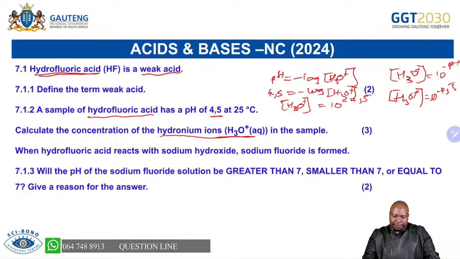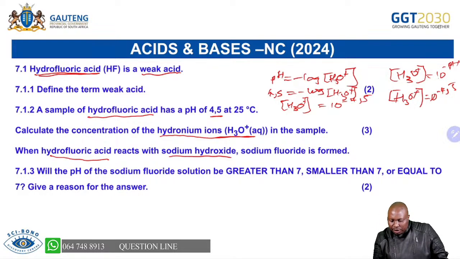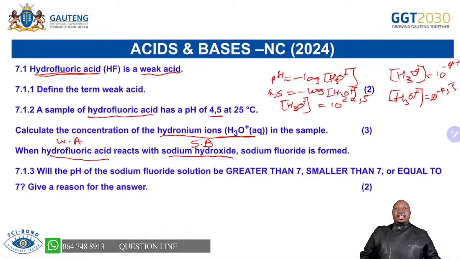The next question said, we are told that when hydrofluoric acid, HF, which is a weak acid, reacts with sodium hydroxide, we know sodium hydroxide is a strong base. So we have a weak acid reacting with a strong base. You are able to look at it and say, okay, a weak acid plus a strong base, the solution would be basic.